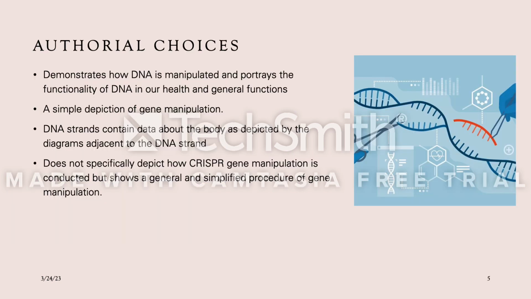The image demonstrates the functionality of DNA and overall health and general functions such as heartbeat, brain functions, etc. The diagrams adjacent to the DNA strand that is being manipulated portray the fact that DNA contains all of the information about our bodies and how they function. The inclusion of hands in the image actively cutting and moving parts of the DNA show that, in general, gene manipulation is a very hands-on procedure, even with the use of CRISPR technology, as there are multiple steps involved in the gene editing process. In the image, it can be observed that a hand is using surgical scissors to cut part of the DNA strand.